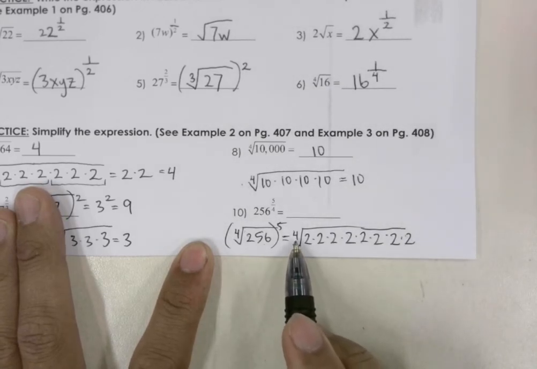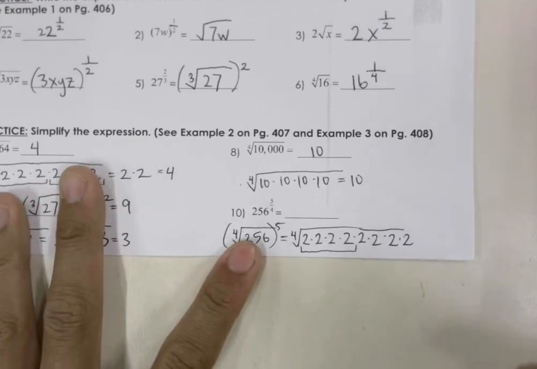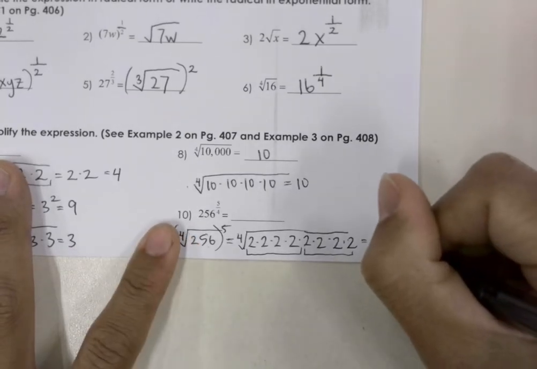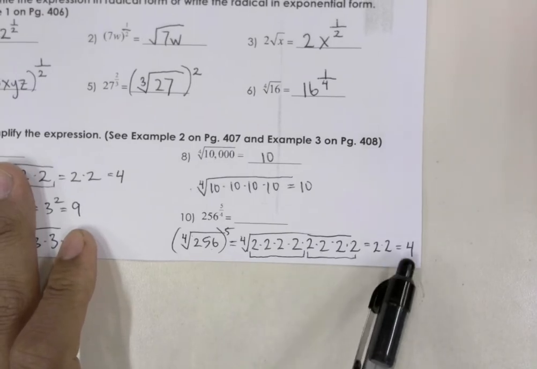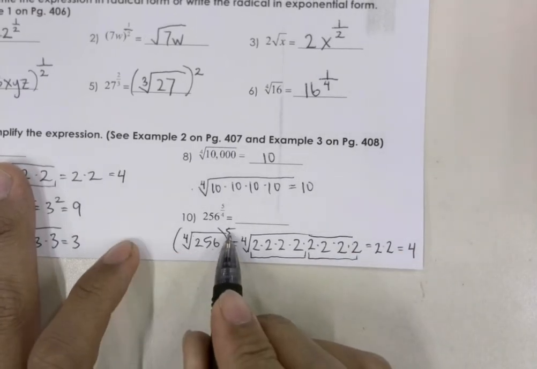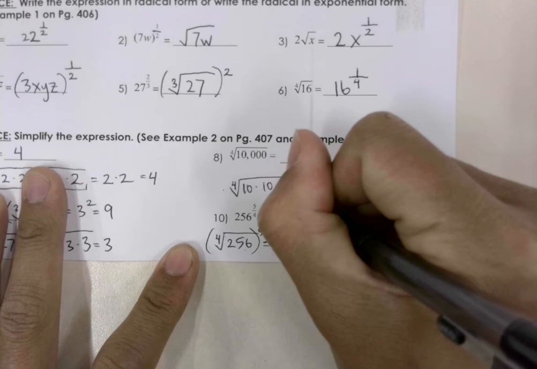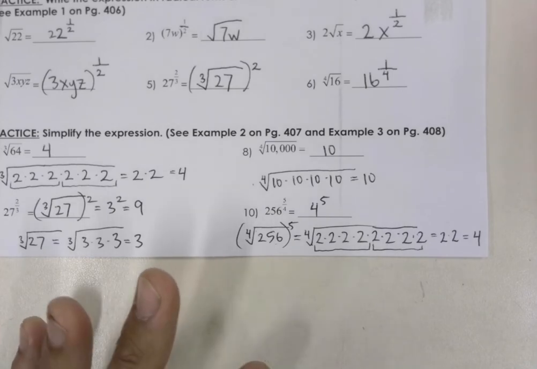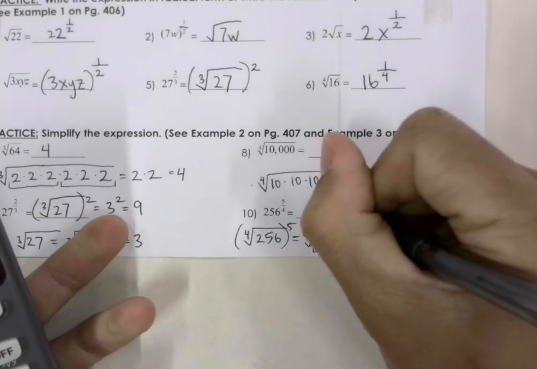Alright, so our root index is 4, so since we have 4 2's here, we can pull it out, and since we have 4 2's here, we can also pull that out. So what this is going to become is 2 times 2, which is equal to 4. Okay, and so that's all to the power of 5. So let's go ahead and rewrite this as it's equal to 4 to the power of 5. And so let's see, what is 4 to the power of 5? 1024.